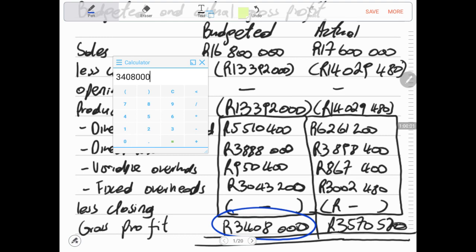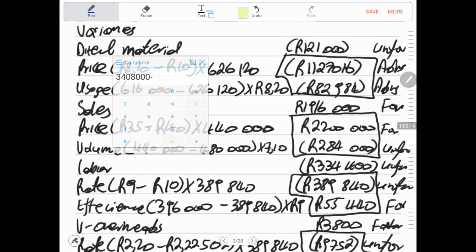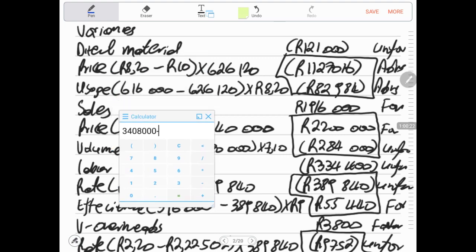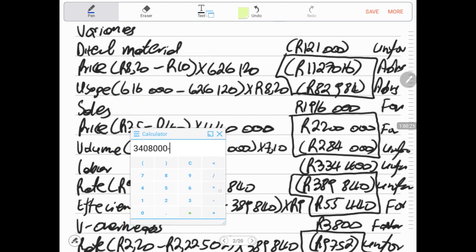3,408,000, and the first variance was the sales variance. Let me just go and check my sales variance. My sales variance was favorable, 2.2 million, then plus 2,200,000. Second variance was 284,000, and it was unfavorable, minus 284,000.